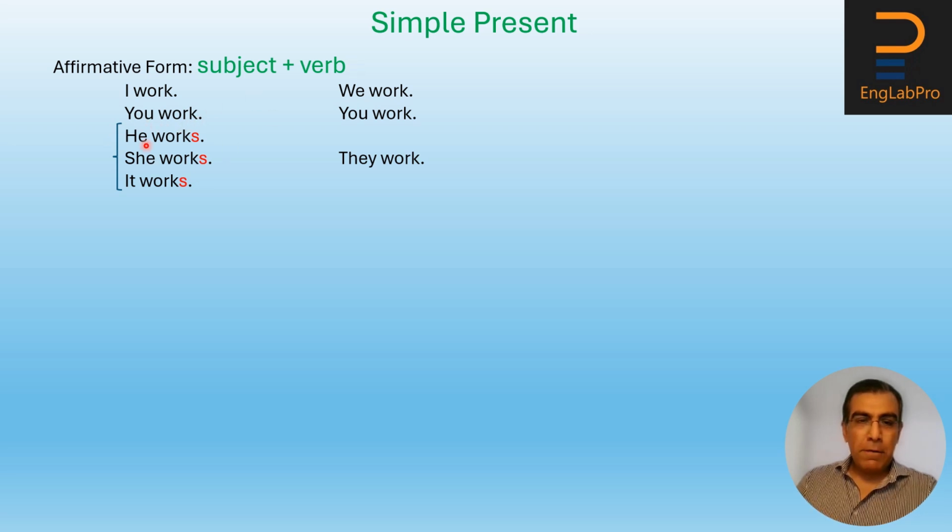You see? For he, she, it, remember that we need s or es that is added to the end of the verb. So we say he works. We never say he worked. That's wrong. She works, it works, we work, you work, they work. These are the plural forms.